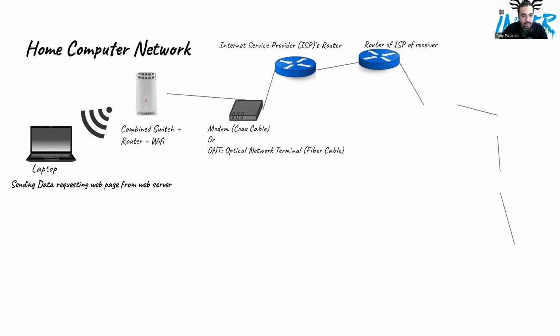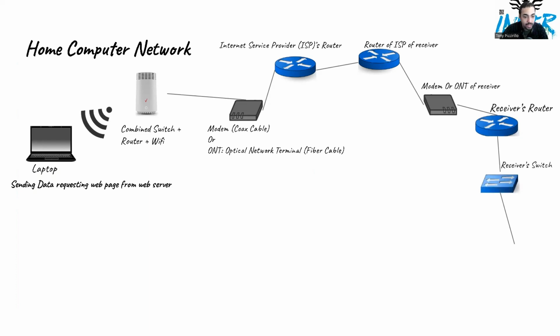which then routes your data to the ISP router of the company hosting the web server. The data then goes to their modem or ONT, where the signal is translated back into electrical data signals, which goes to the hosting company's router, probably in a data center. The data is then sent to the company switch, finally landing at the web server. The web server would then send back the data of the web page so your computer can receive the data and load the web page.